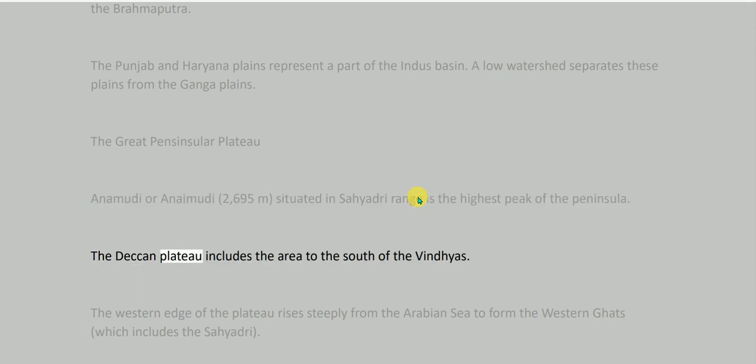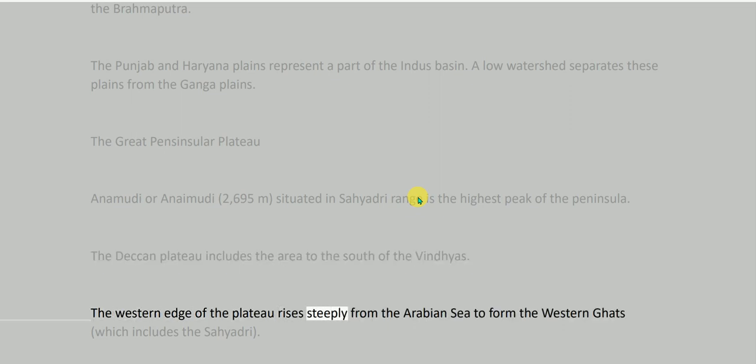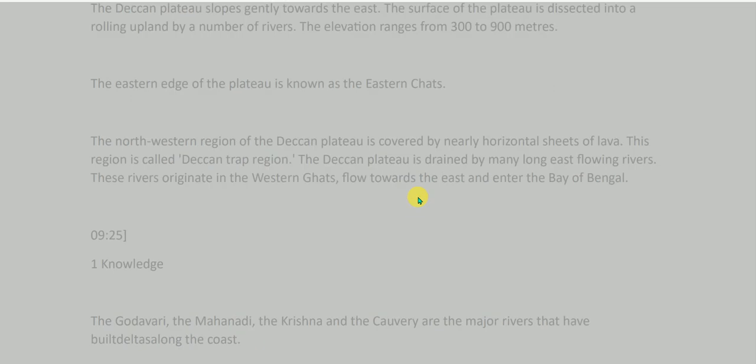The Deccan Plateau includes the area to the south of the Vindhyas. The western edge of the plateau rises steeply from the Arabian Sea to form the Western Ghats, which includes the Sahyadri. The Deccan Plateau slopes gently towards the east. The surface of the plateau is dissected into a rolling upland by a number of rivers. The elevation ranges from 300 to 900 meters. The eastern edge of the plateau is known as the Eastern Ghats.